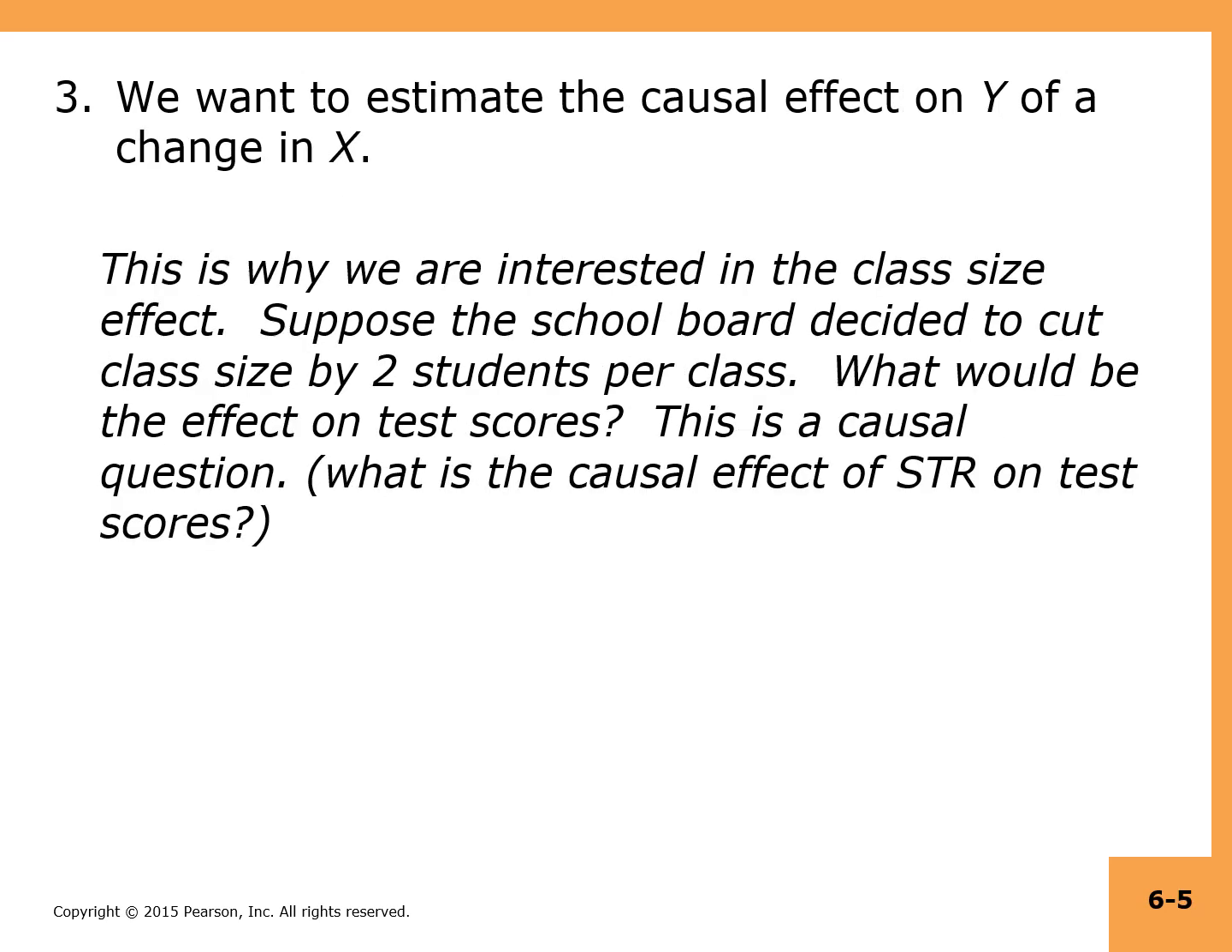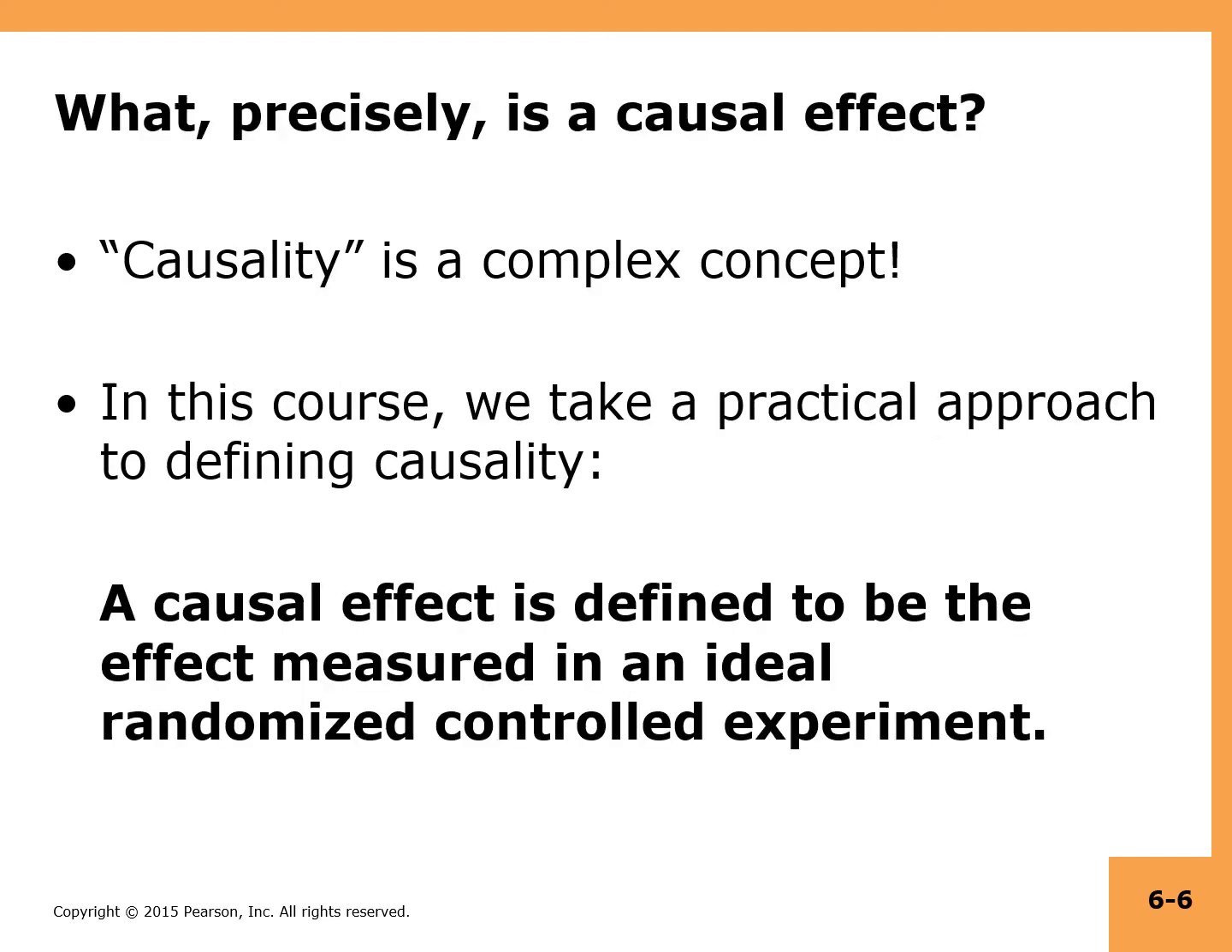The third answer is that we want to estimate the causal effect of x on y. So someone may be interested in the impact of reducing the class size by 2 students per class. What is the impact of this on test scores? This is a causal effect question, and this is something that we're interested in. So what is a causal effect? We know that correlation doesn't necessarily imply causation.